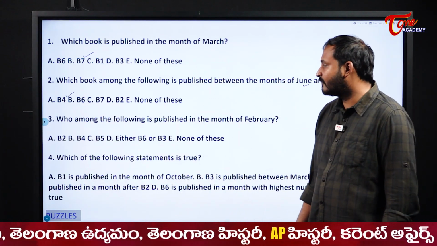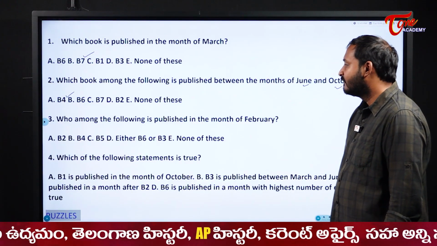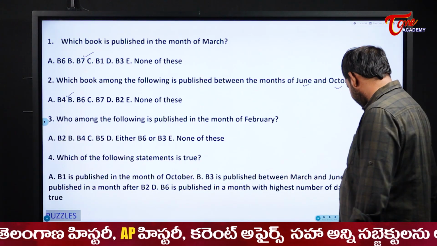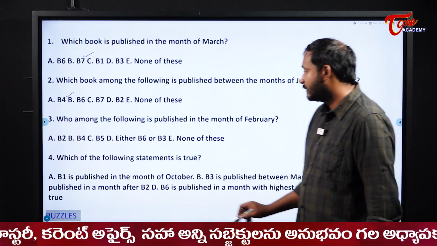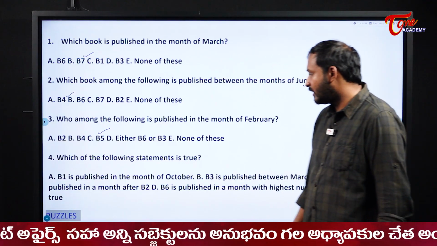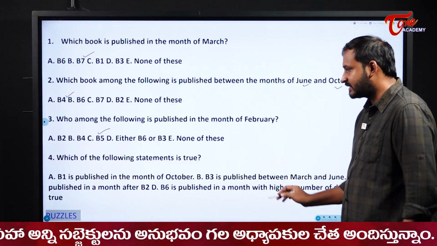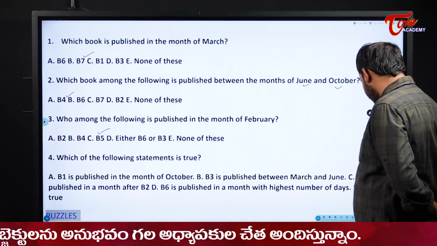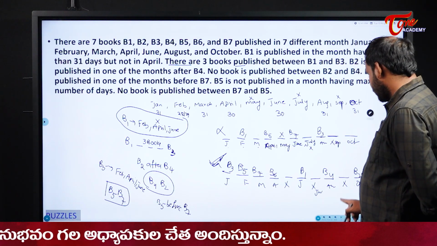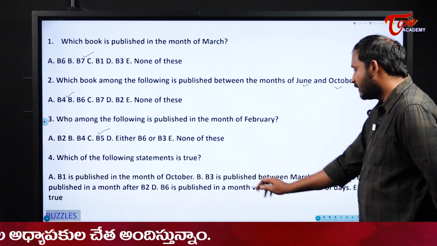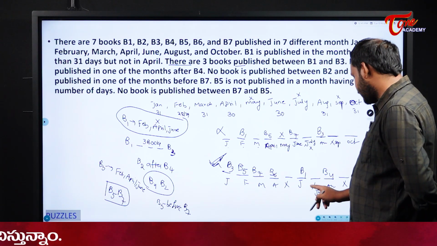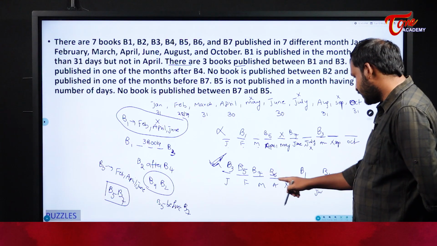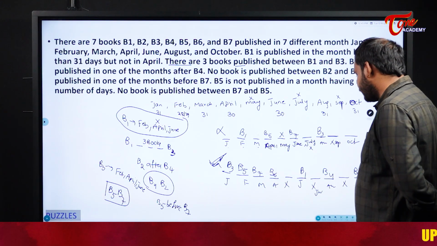Which among the following is published in the month of February? B5. It is B5. Which of the following statements is true? Now see here students, B1 is published in the month of October. No, first one is gone. B3 is published between March and June. B3, March and June. No, it is B6.